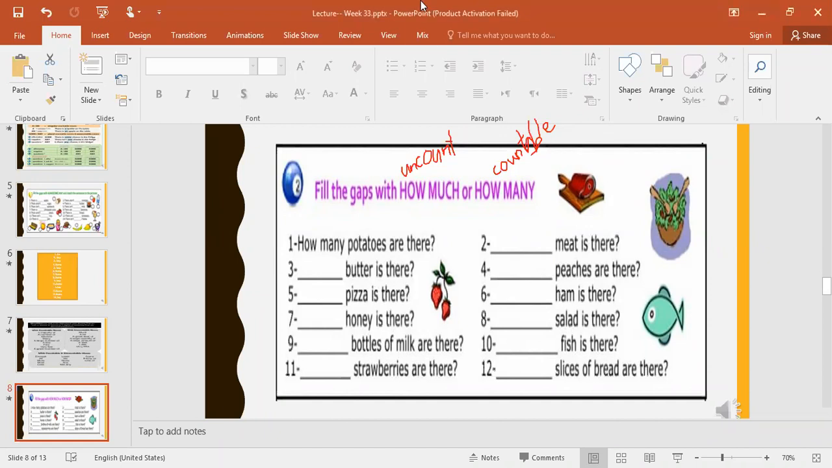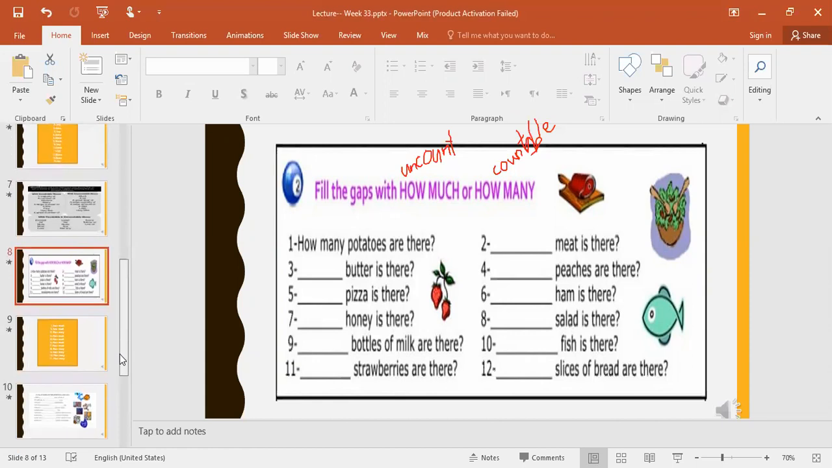Number 12. Who will do number 12? Miss, can I do it? Yalla, Adam. Yes, miss. Number 12. How many slices of bread are there? Why how many slices? Because bread is an uncountable noun, but we said slices, meaning we said pieces of bread, like we said a bottle of milk or a cup of tea. Okay, that's why.